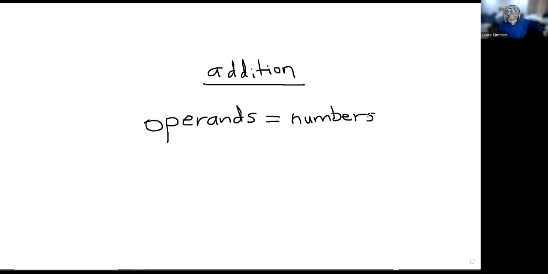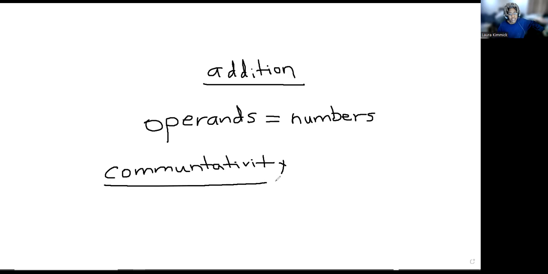Okay, they can be added in any order. And then they have commutativity. I'll write that down. It's a long word. Commutativity. Okay, that means you perform the operation, the addition problem, in any order. Here's an example of commutativity, rather than like the commutative property.